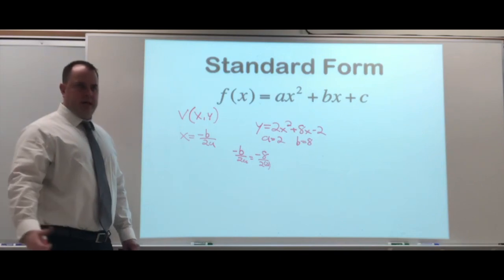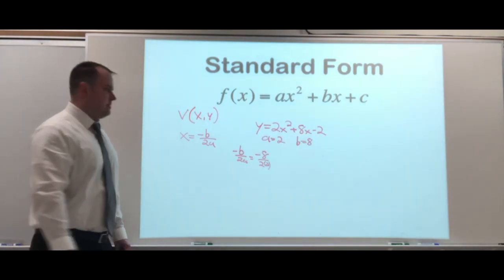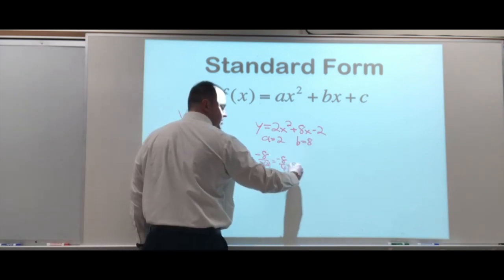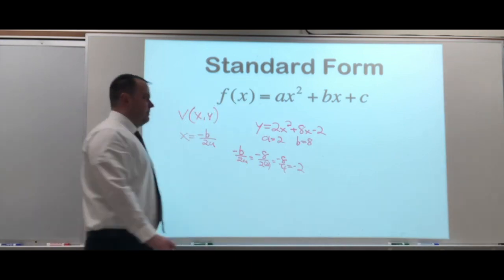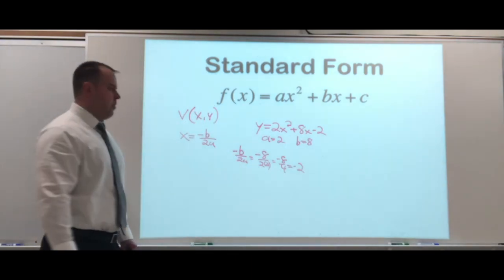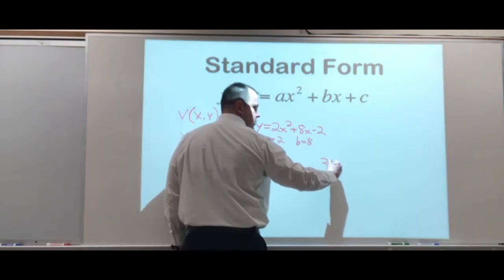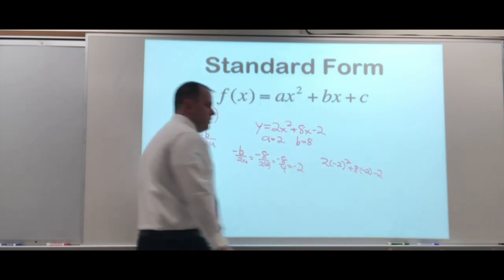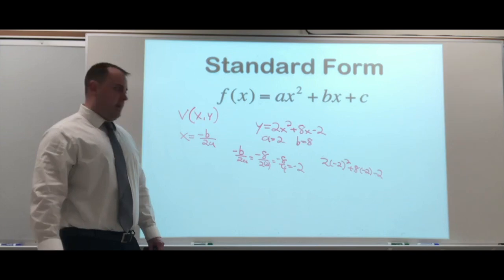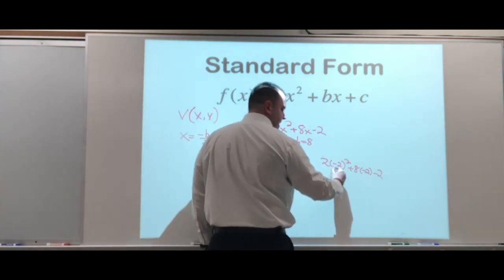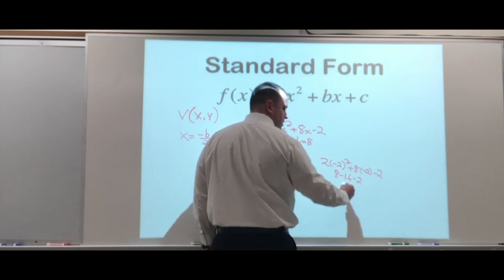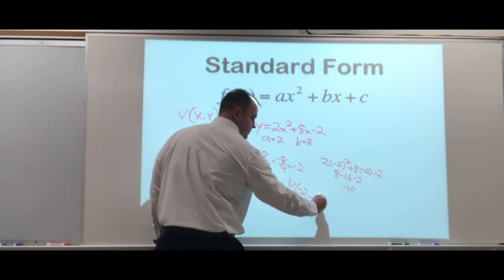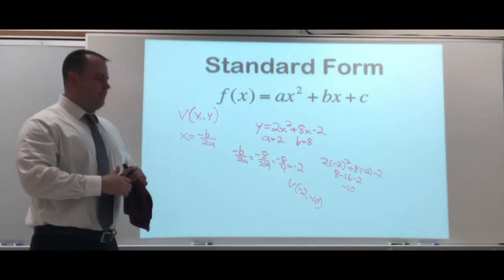Now take your time. If you're going to do this all on your calculator, make sure you do the order of operations correctly. Okay? We want to do the denominator first. 2 times 2 is 4, which gives us negative 2. Now taking that negative 2, plugging it back in will give us our y coordinate. So here we have 2 times negative 2 squared plus 8 times negative 2 minus 2. A lot of negatives there, so take your time going through this work. We should have 8 minus 16 minus 2, which gives us negative 10. Our vertex then would be (-2, -10).